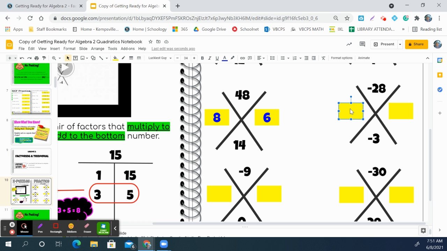Negative 8 and positive 3. So negative 8 times positive 3.